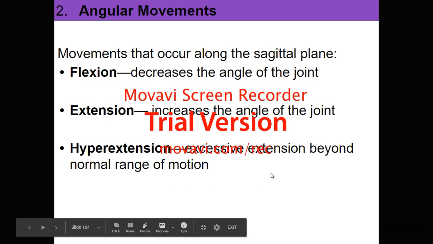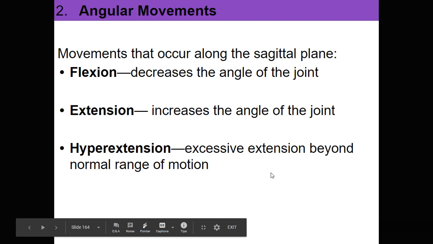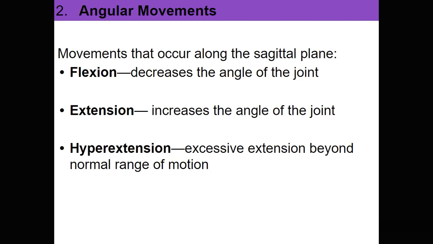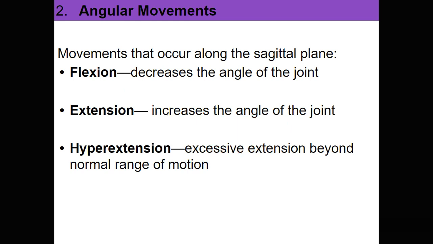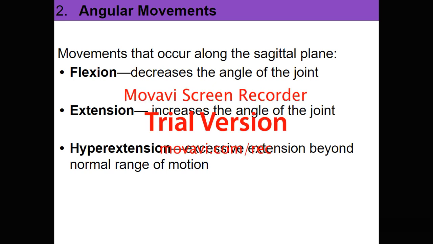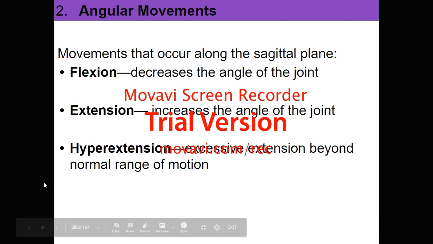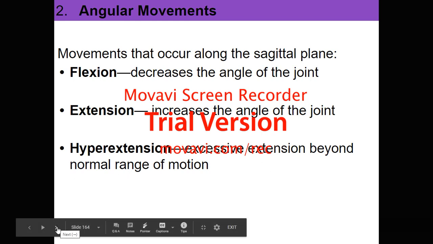All right, so with your angular movements, when you flex, you decrease the angle between the joint. So when you make a muscle, you're flexing your arm. Okay, that's flexing. Then extension is going to increase the angle of the joint. Most joints don't like to hyperextend, which is excessive extension beyond the normal range of motion. So when you hyperextend, a lot of times you can end up with some kind of sport injury.